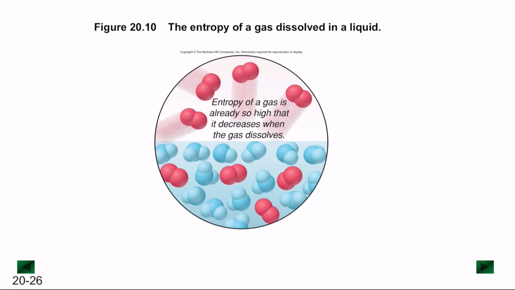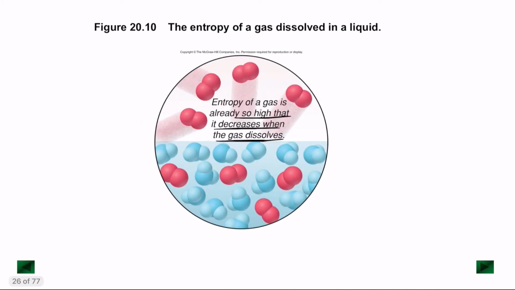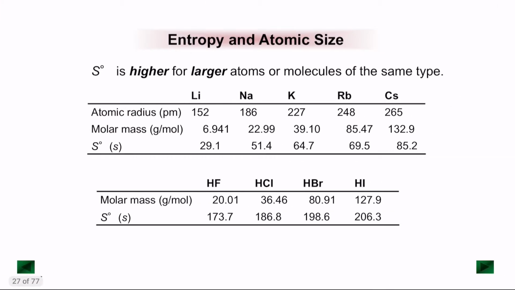Next, entropy when you have a gas dissolved in a liquid. The entropy of a gas is already so high that it decreases when the gas is dissolved. So this is one case where you might see an actual reduction in entropy in comparison to both the reactants and the product.